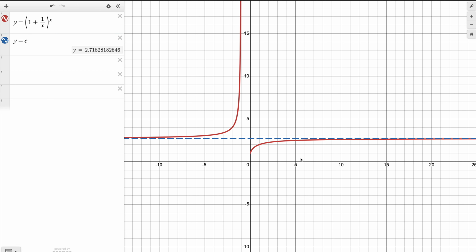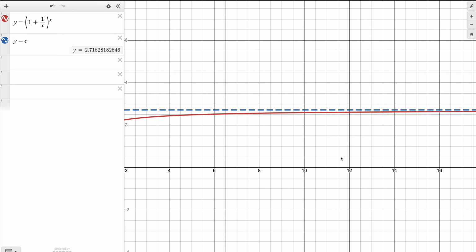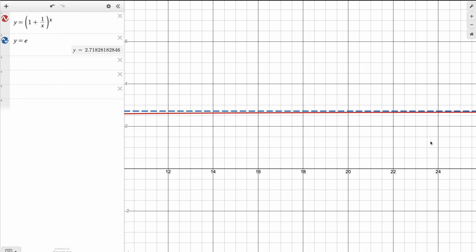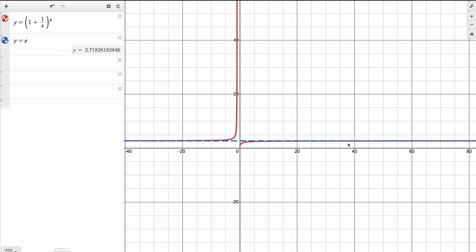And you can see the red curve approaches the dashed blue line as we go out to infinity, right? We could just keep going and going. But of course it eventually approaches it because this limit approaches e. So we can see that's a nice approximation for e, and as we let it go all the way to infinity, we'd have a definition of e.